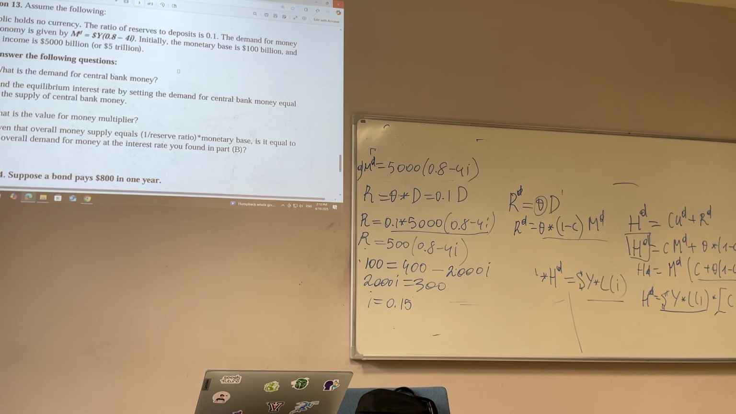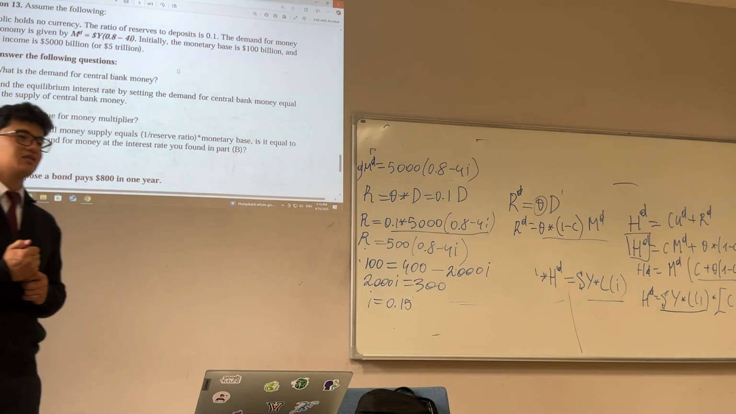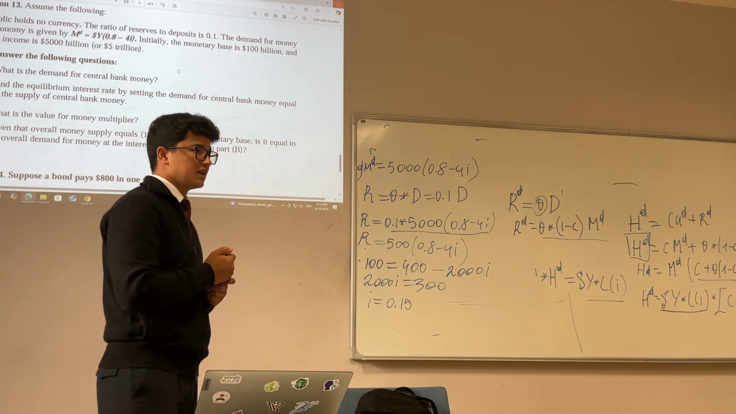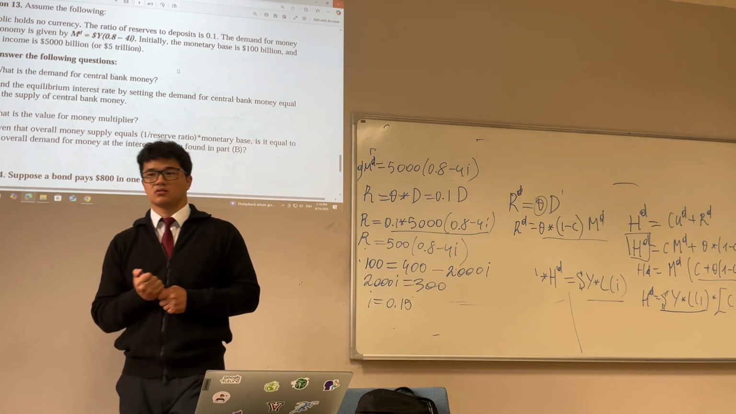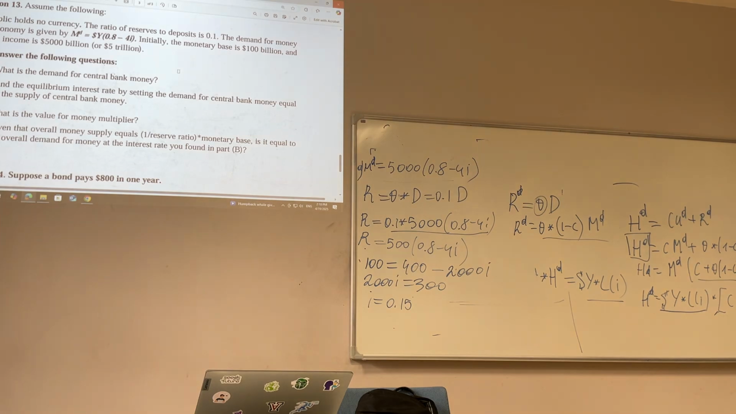What is the value for money multiplier? Yes. How did you do it? 1 over reserve ratio. Yes, 1 over reserve ratio is our money multiplier. And it's going to be equal to 10. That's it.